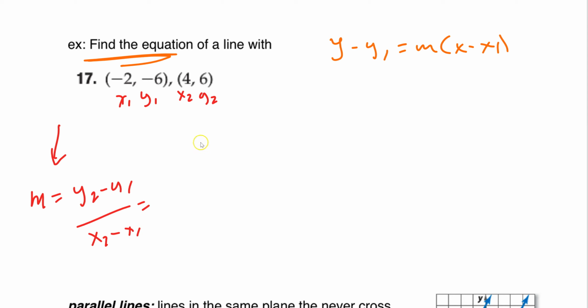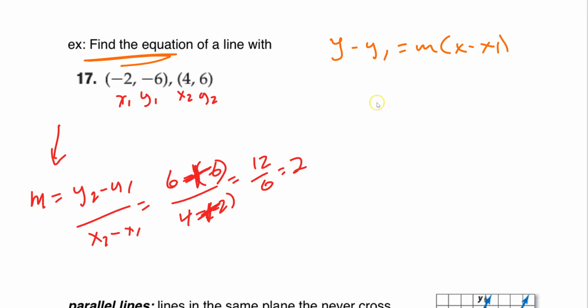Plug your values in. 6 minus negative 6 over 4 minus negative 2. A lot of double negatives going on here. I get 12 over 6, or just 2. So that's my slope. Now it doesn't matter which point you plug in for x1 and y1. It does not matter. I'm just going to keep it simple.